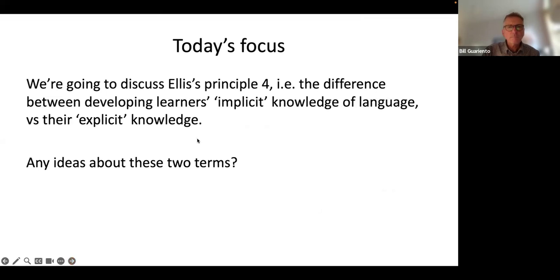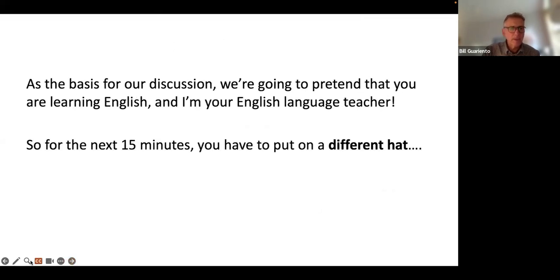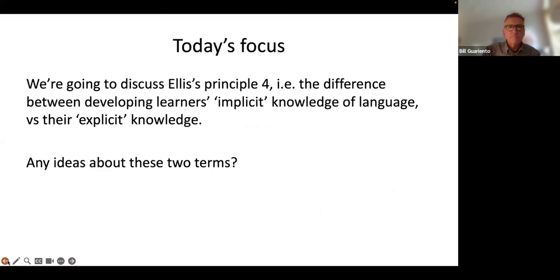So, excuse me. All right, now. So today's focus, we're going to discuss Ellis's principle 4, the difference between developing learners' implicit knowledge of language and their explicit knowledge. Okay, so we've looked at that.